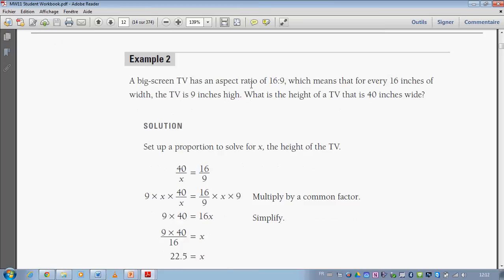So you've got a big screen TV, and it has a ratio of 16 to 9. It tells you that for every 16 inches of width, you've got 9 inches of height. So here they set up your ratio. And then it asks you, what is the height of a TV that's 40 inches wide?